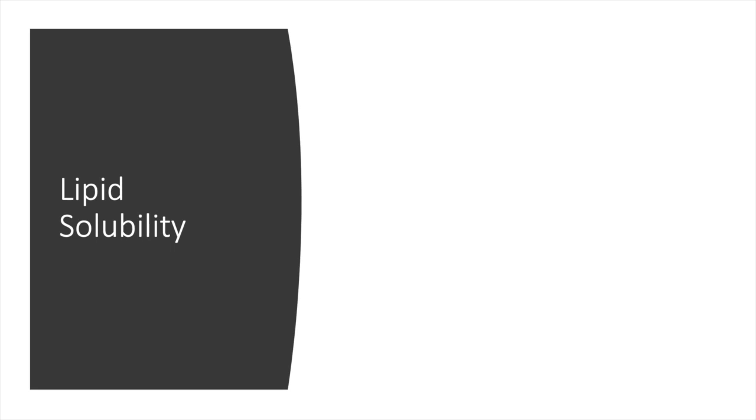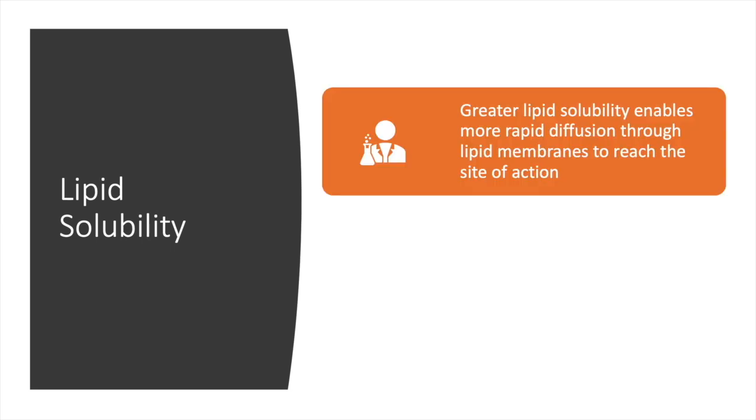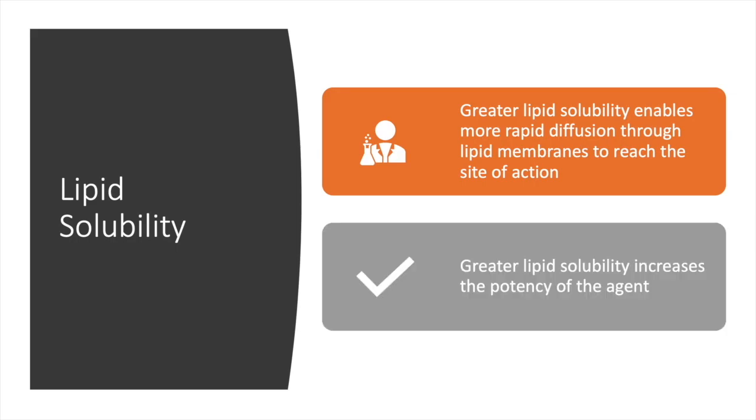What we know is that if the drug is more lipid soluble, it will enable more rapid diffusion through the lipid membrane, so the lipid bilayer, and so it will reach the site of action quicker. The greater the lipid solubility of the agent, the greater the potency of the agent. So this means for a given effect, the amount of the agent delivered, or the concentration of the agent delivered, will be lower. We're then going to talk about protein binding.